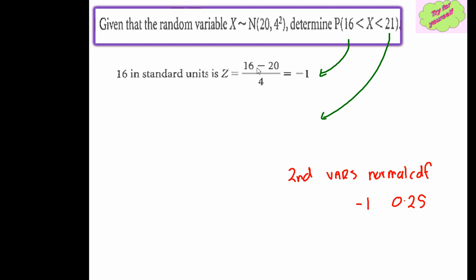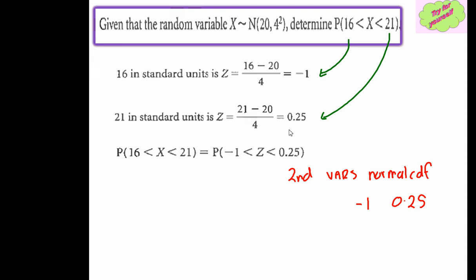So 16 in standard units would be 16 minus the mean, divided by the sigma. 16 minus 20 is negative 4. Negative 4 divided by 4 is negative 1. So we've got negative 1 here. 21, we're now going to transform: 21 minus the mean, divided by sigma, the standard deviation. 21 minus 20 is 1. 1 divided by 4 is 0.25.